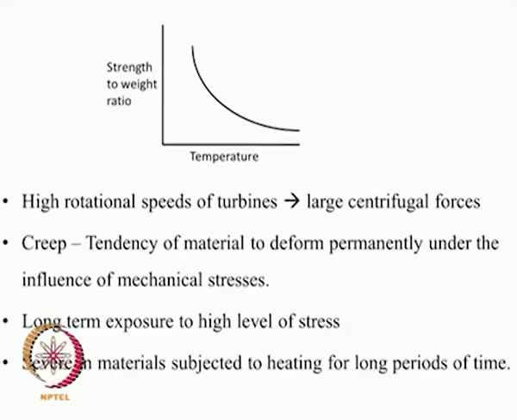Okay, very nearly there. If we look at this graph here, we see that the strength to weight ratio of any material will decrease rapidly with increase in temperature. In addition, turbine blades are spun at very high speeds, which contributes to very large centrifugal forces. In addition to this, there is something known as creep, which is the tendency of a material to deform permanently under the influence of mechanical stresses. This is caused by long term exposure to high levels of stress, and is more severe in materials subjected to heating for long periods of time.